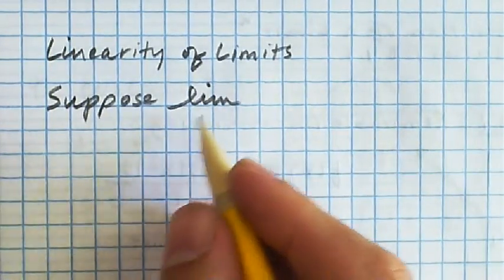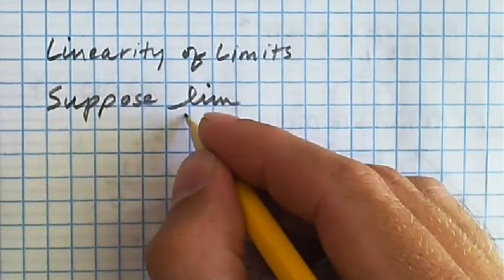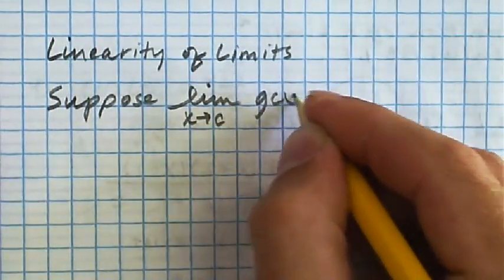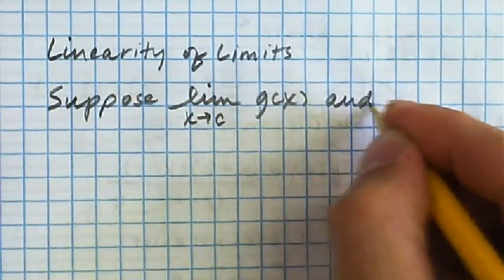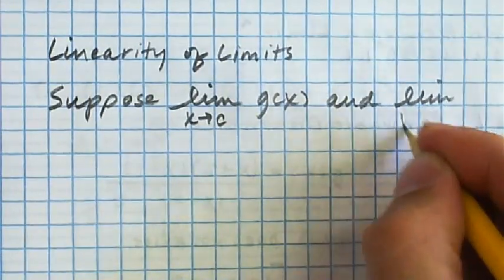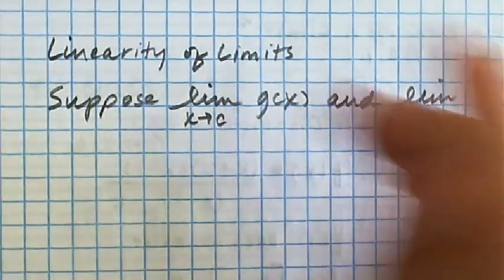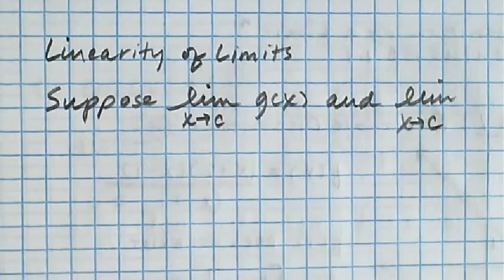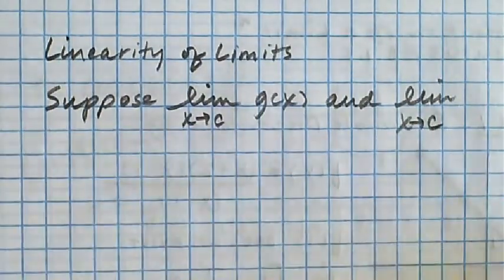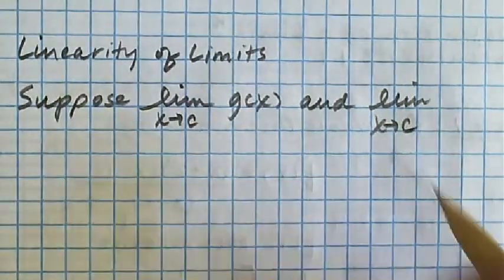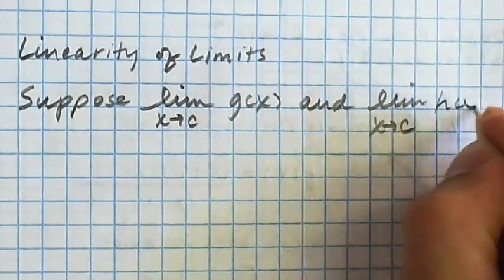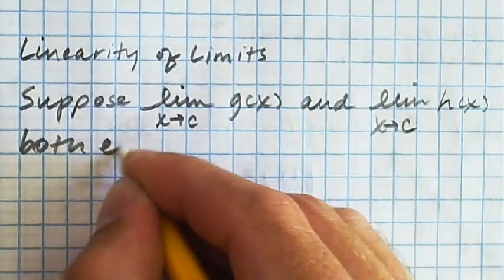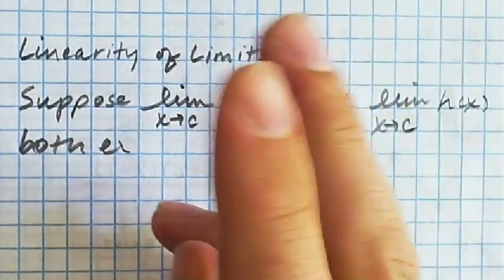Okay, I'm going to say that the limit as x approaches c of g of x and the limit as x approaches c of h of x both exist. I'm realizing I might be off the screen. I don't have the video up on my computer.